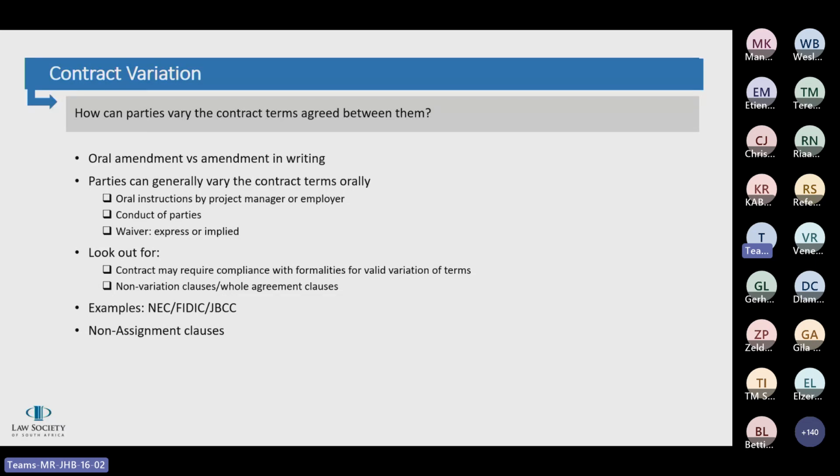And then other provisions in construction contracts that are relevant in relation to variation are the non-assignment provision or the whole agreement. Usually the rights and obligations of contracts cannot be assigned or ceded without the approval of the employer, and such approval is generally something that cannot be unreasonably withheld.